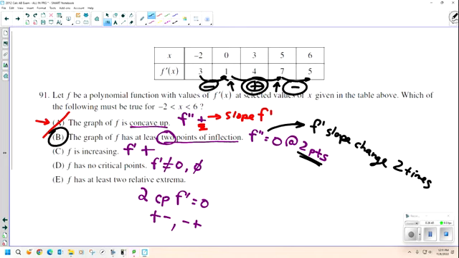F isn't always increasing. We already figured that out. F has no critical points. I mean, that could be true, but it's not a must. And f has at least 2 relative extrema. You know, no. Here you go. Choice B, based on the table they gave us, that's your answer.